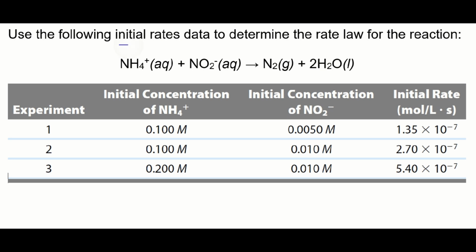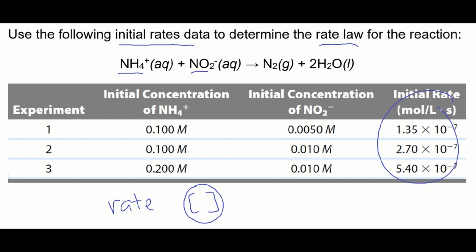We're asked to use the following initial rates data to determine the rate law for this reaction. We're given the balanced equation. So rate laws give us the relationship between rate and concentration of reactants for a reaction. In other words, it'll tell us how changing the concentration of one of these reactants will affect the speed of the reaction, if it affects it at all.